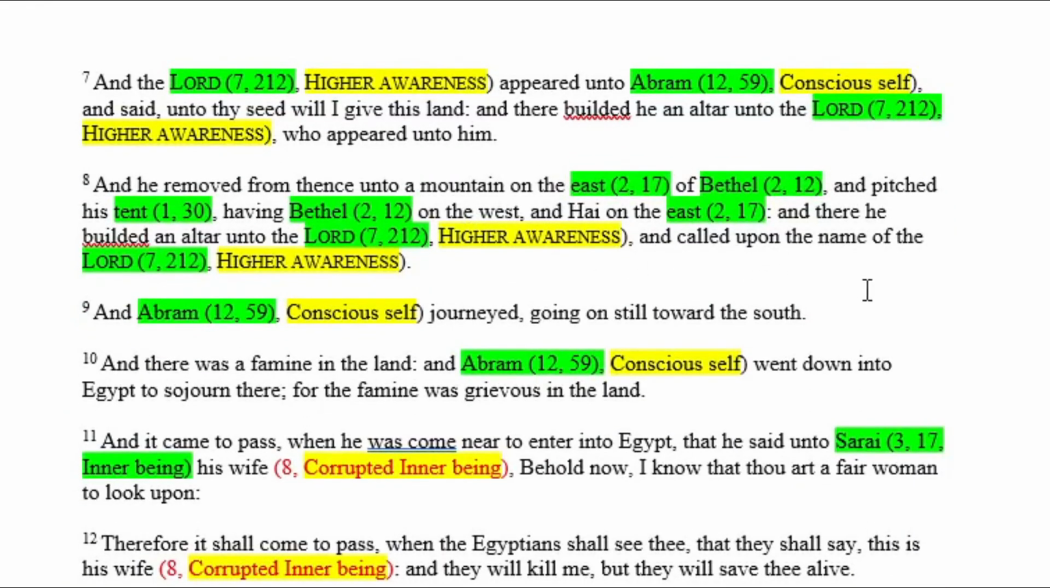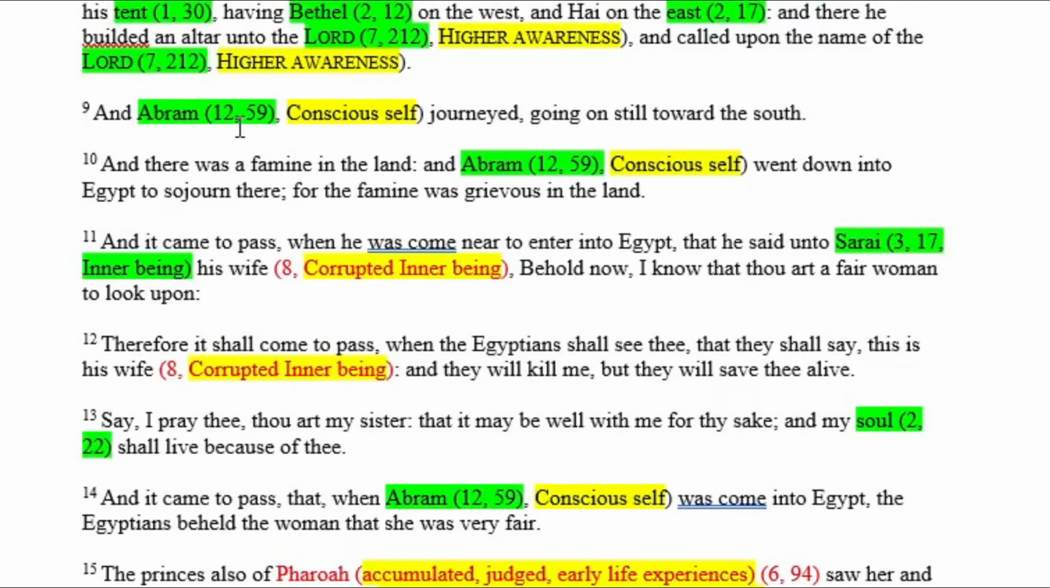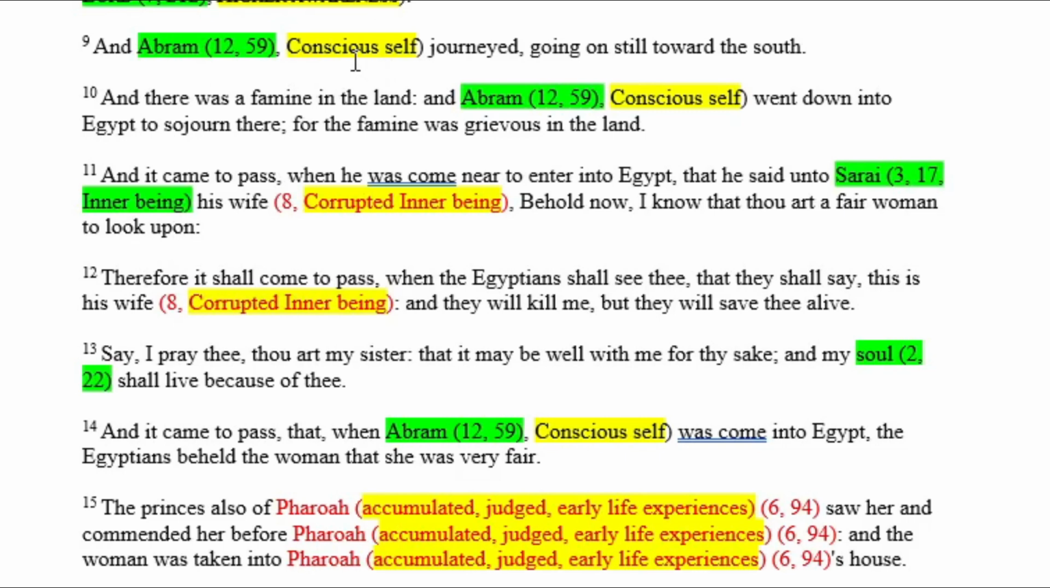so what this is setting up right here is we're going to return back to this point in life. This is going to be a rare person. It's hard to extract out of here. Let me get down to the big pieces. As he removed thence a mountain on the east, he's not quite underway. Here we go. Now we're starting. The conscious self journeyed on still toward the south. We're now going to have first sin experience.